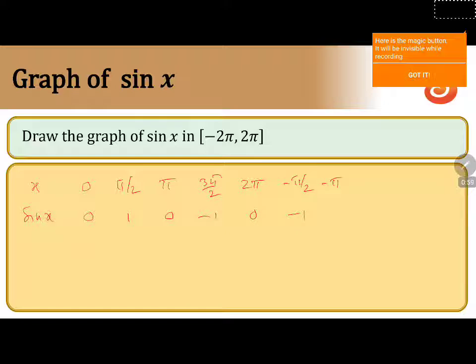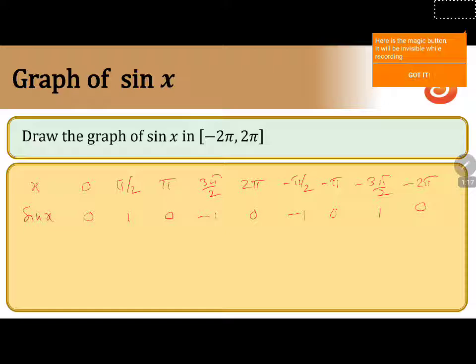Minus pi, it is 0. Minus 3 pi by 2, it is 1. And minus 2 pi, it is 0. How do we get these values?